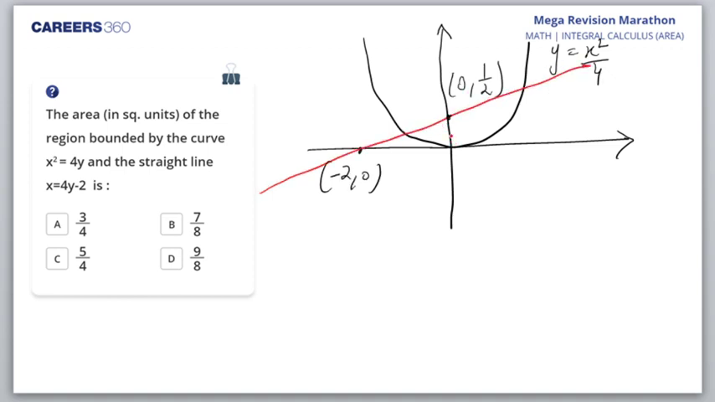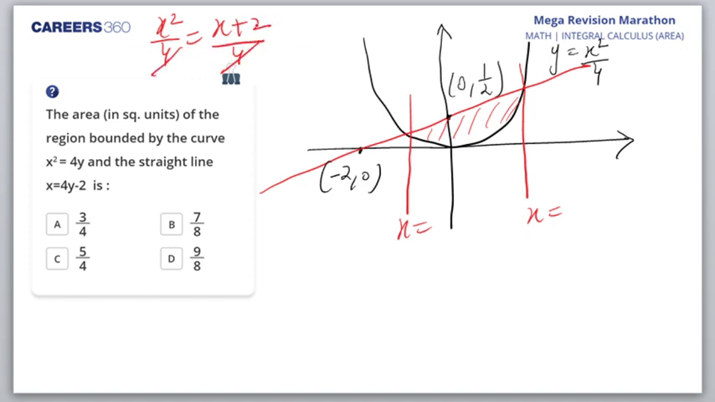Okay, so what is the area I want? I want this area. So I need to find out this point, x equal to this point. I need to find the point of intersection of the line as well as the parabola. So how do I find it? y is equal to x square by 4, I equate it to the line, which is x plus 2 by 4. Okay, 4 and 4 cancel. This is a very well known quadratic equation. This will give me x minus 2, x plus 1 is equal to 0. So x equal to minus 1 and x equal to 2.